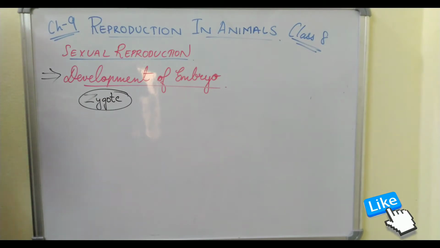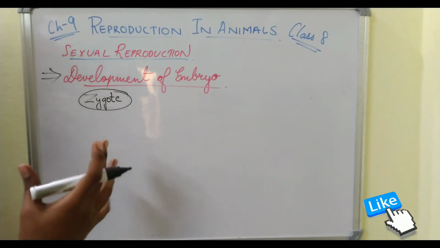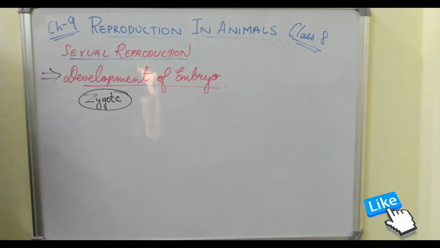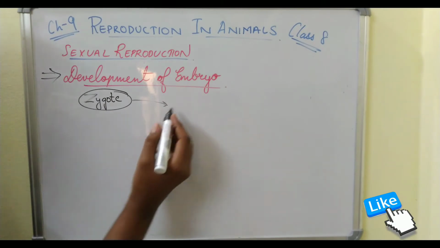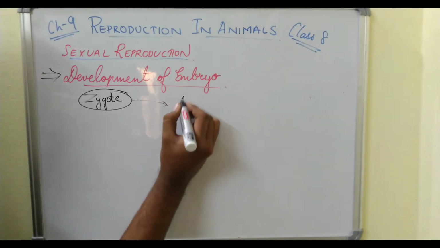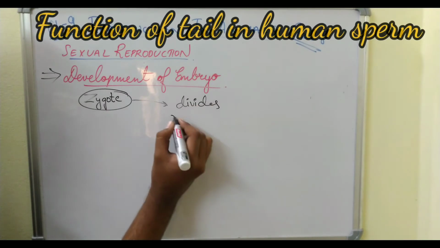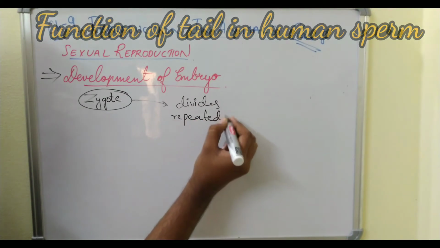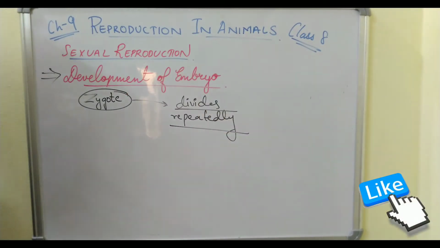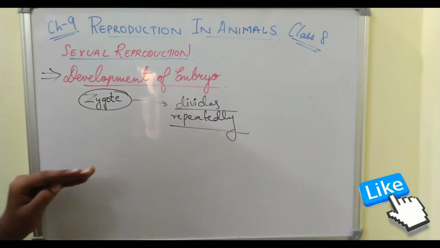The zygote is formed, and it has a single nucleus, a single cell. So how could a single cell become such a big individual? A new individual, an offspring, has to be formed, right? From a single cell it is difficult to form that. So what happens is that the zygote divides repeatedly.